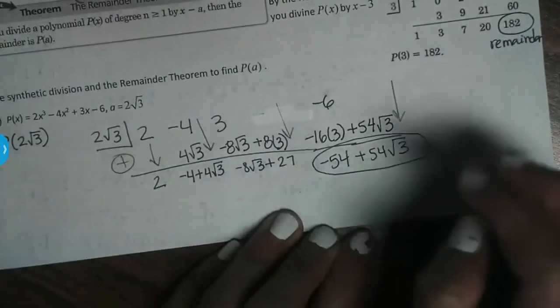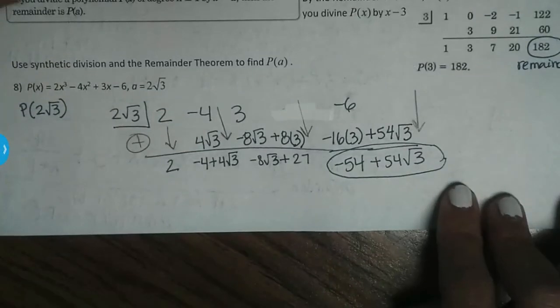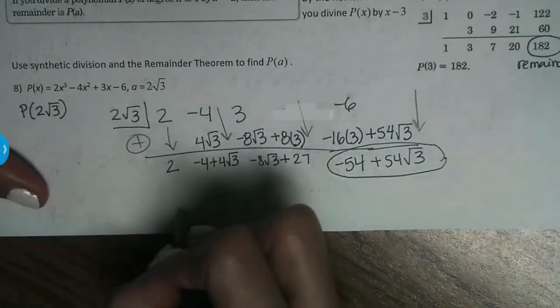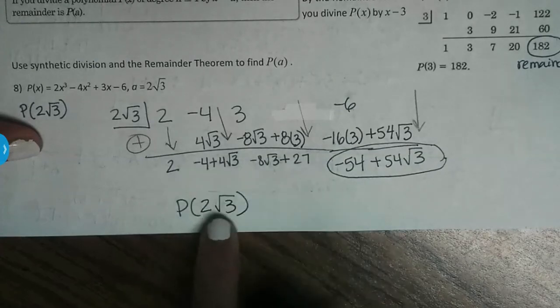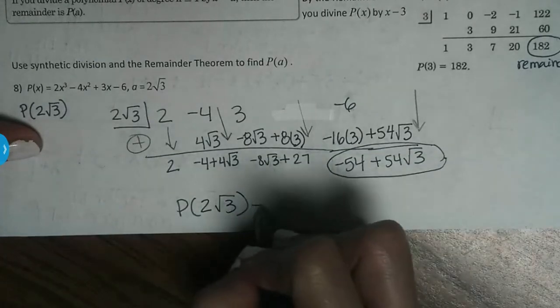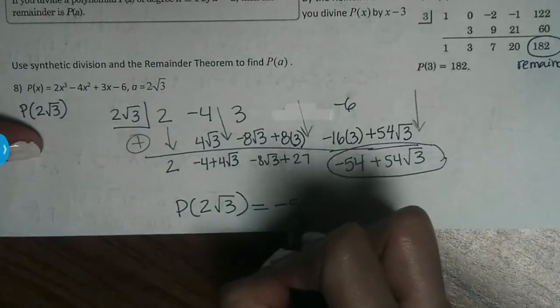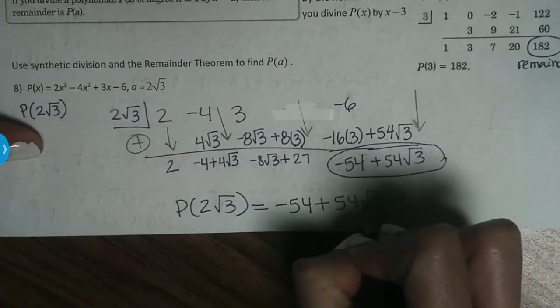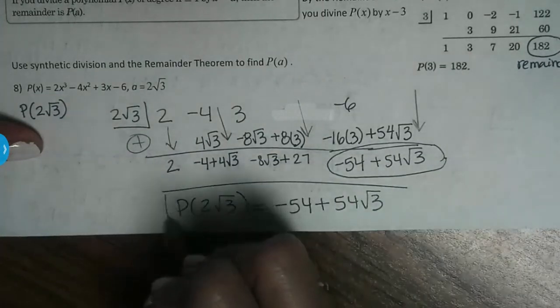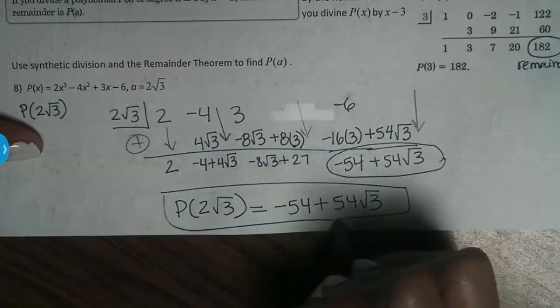And according to the remainder theorem, that means that the polynomial, if it's evaluated at x equals 2 root 3, the remainder is going to be the answer. So -54 plus 54 root 3. So that's called the remainder theorem, and now you know how you can use it.